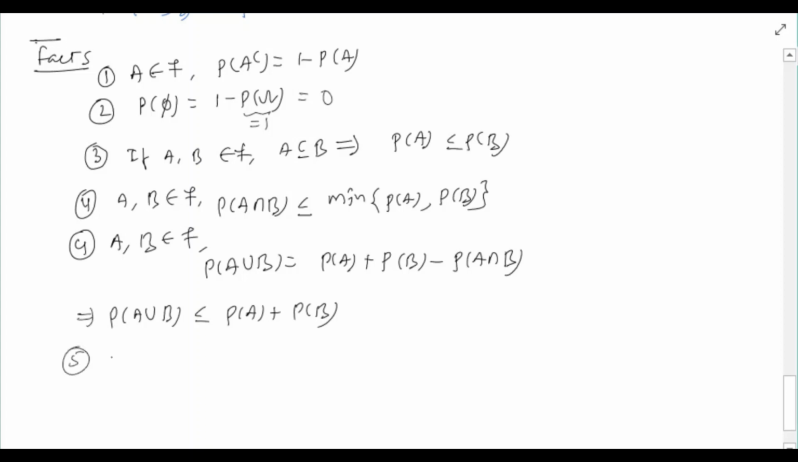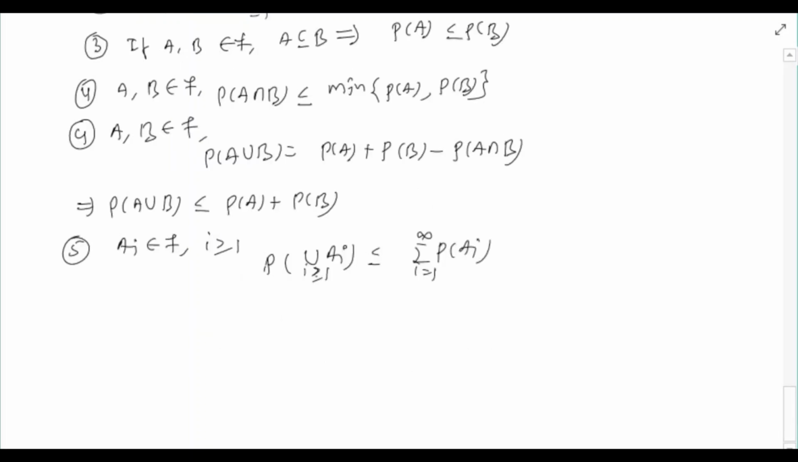The next property says if A_i are events, i is greater than or equal to 1, then probability of union of these events is less than or equal to sum of the probabilities of individual events. This property is referred to as union bound.